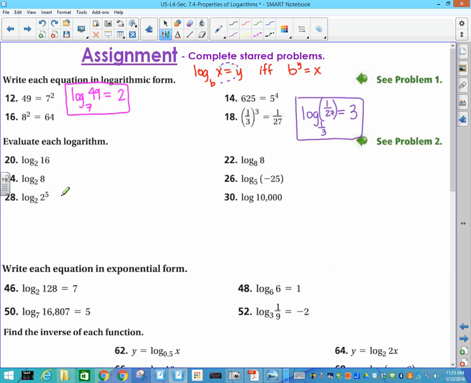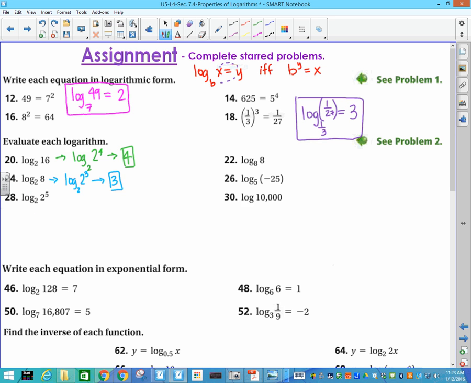Okay, evaluate each log. So if I ask you to evaluate the log, then you're going to be able to use the powers to evaluate that log. You are not going to need a calculator, so make sure you know that. So log base 2 of 16 is the log base 2 of 2 to the fourth. So what's my answer? 4, because it's 4 over 1. All right. Log base 2 of 8 is going to be log base 2 of 2 to the third. And that, of course, is going to be 3.